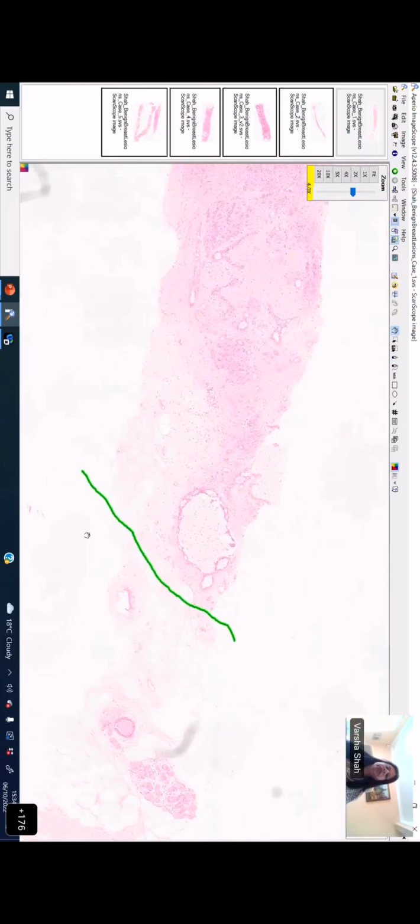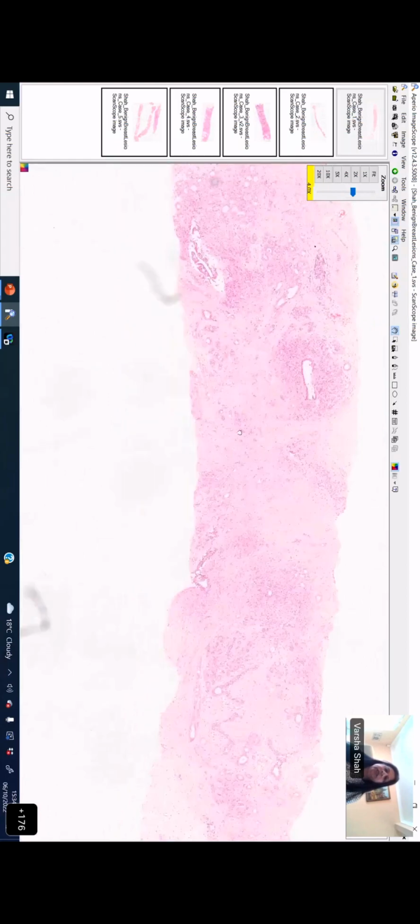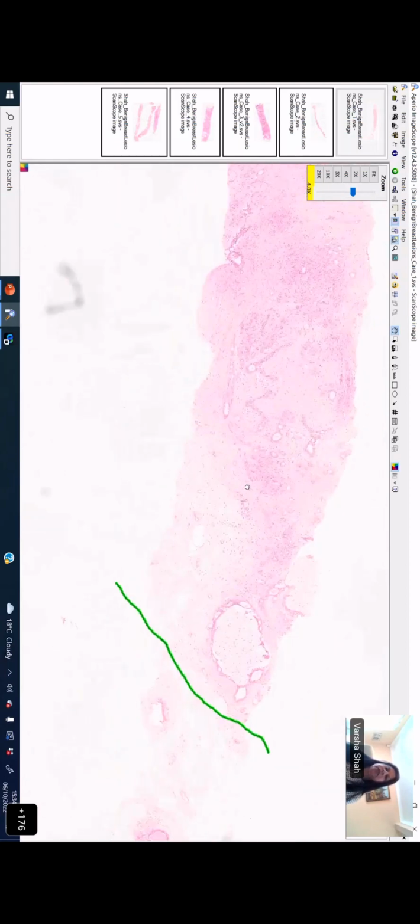So it was done for a well circumscribed solid mass lesion. First thing, you put it under your low power and see whether you have got a well circumscribed mass lesion or not. This looks quite solid here. There is no cystic lesion, so obviously it is a solid mass lesion. Now, do you see the interface?